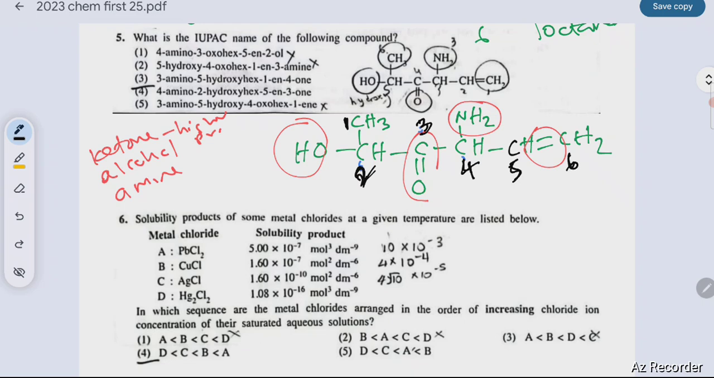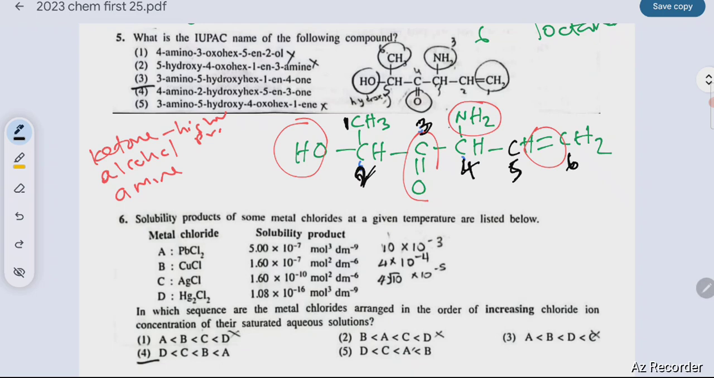Now we have to name it, right? We found the order also. Now we have to name it. Then you all know when we are naming it, we have to follow the alphabetical order. Then we have to write the substituent groups first now.